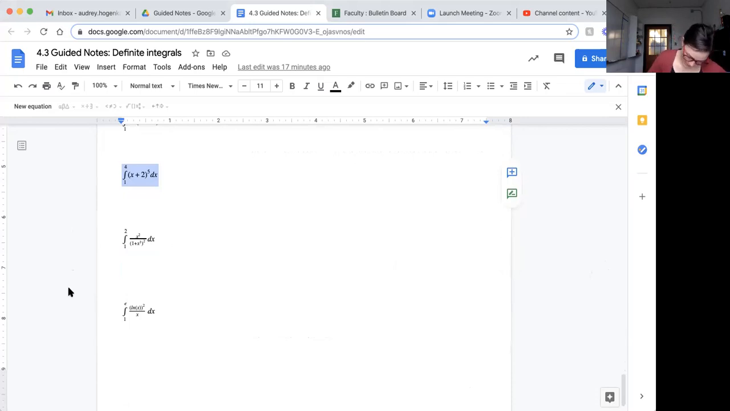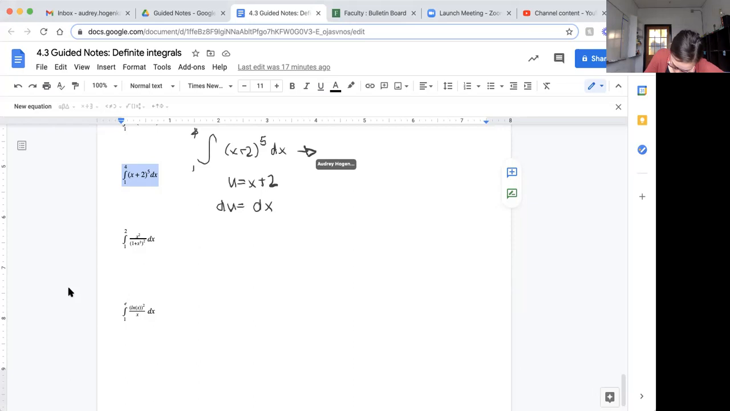So I have the integral from 1 to 4 of (x plus 2) to the 5th dx. Okay, so u is equal to x plus 2, du is equal to dx, okay? And now I'm going to rewrite my integral in terms of u, okay? So I'm going to have the integral of u to the 5th du.